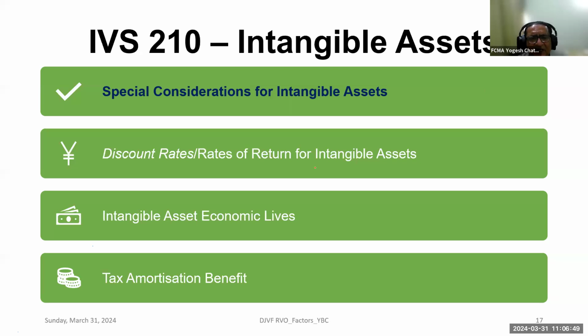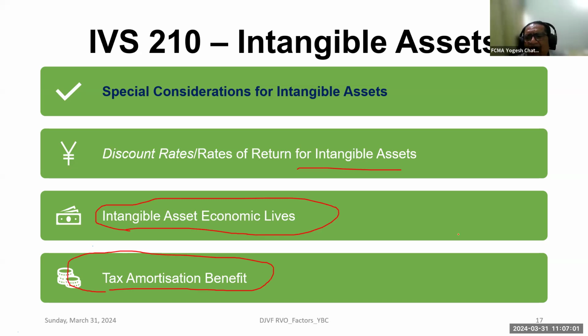Discount rate or return on intangible asset, economic life, which is very challenging to estimate, and tax amortization benefit. So I hope you have clarity about what exactly is meant by a tax amortization benefit or TAB. In any type of valuation of intangible assets, it is very important to consider the TAB, or tax amortization benefit, wherever it is available.